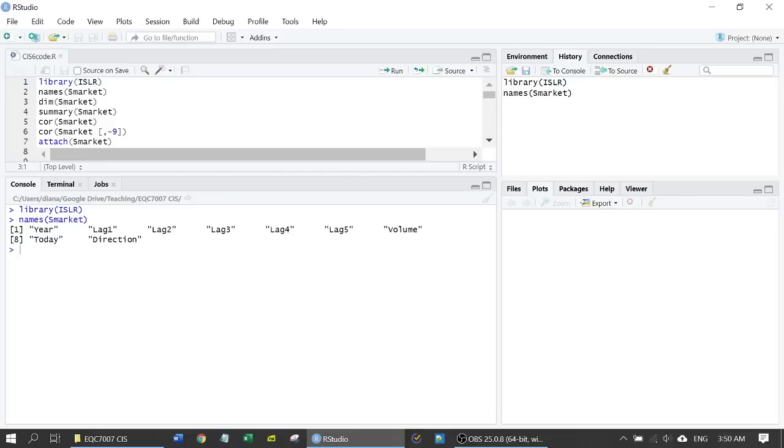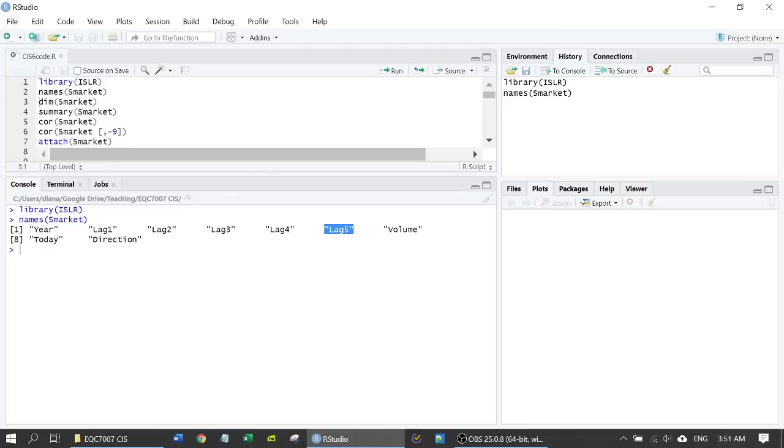So we have year, we have lag 1 until lag 5, the volume, today, and direction. Basically this data consists of the percentage returns for the S&P 500 stock index over 1,250 days from the beginning of 2001 until the end of 2005. For each date, we have recorded the percentage returns for each of the 5 previous trading days, denoted as lag 1 to lag 5. Lag 1 means yesterday's trading, and lag 2 is 2 days ago, up to 5 days ago.